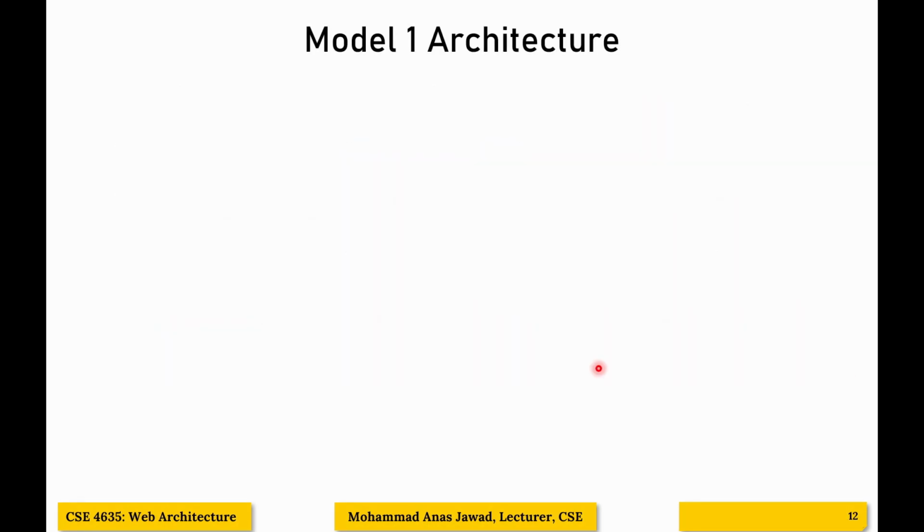Model 1 architecture is known for its simplicity. It is known as a page-centric architecture because the way it performs is mainly dependent on the number of pages that you have inside your web application. So suppose your web application has 3 web pages, and if your client has any request for any of those particular pages, then that request is processed by the page itself. And so the name page-centric architecture comes from there.